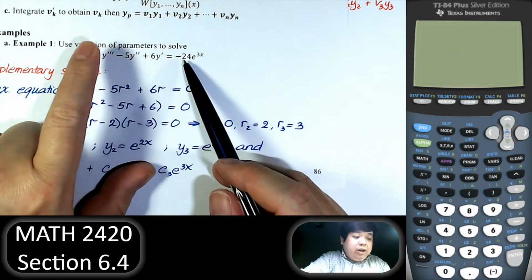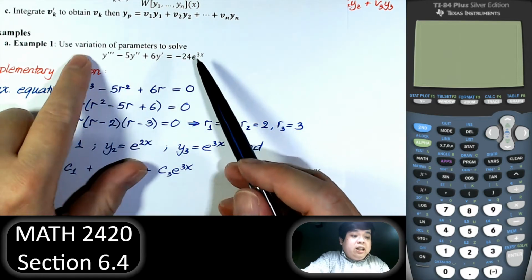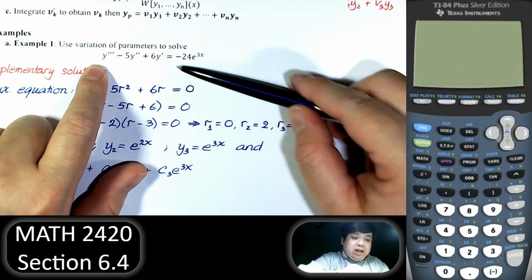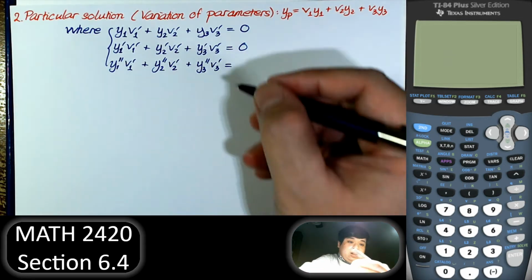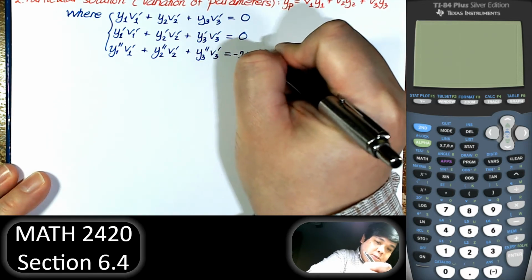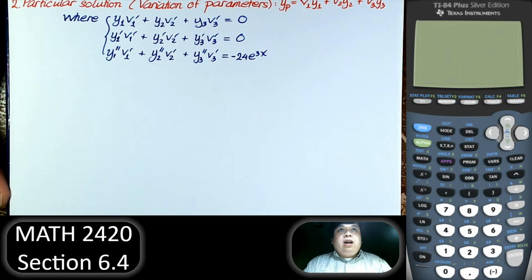If the leading coefficient is 1, then we're just going to take that. If not, divide everything so that the leading coefficient is 1. So we're just going to take that, negative 24 e to the x, e to the 3x. Right, so we have that system of equations.